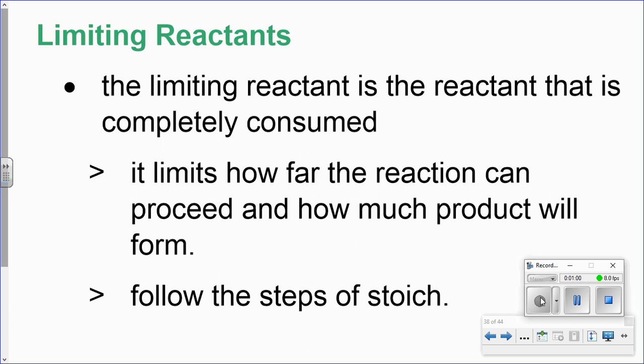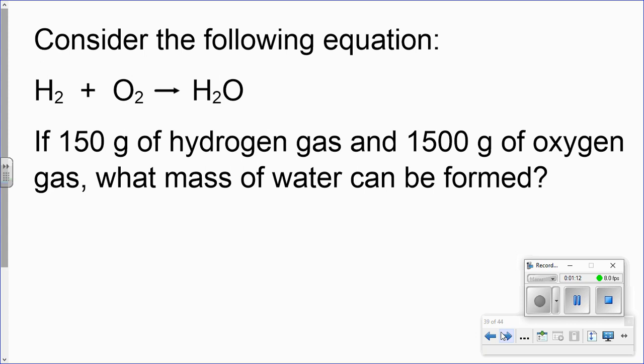So when does the reaction stop? When the limiting reactant is completely consumed. So it limits how far the reaction can proceed and how much product will form. And all we do is follow the steps of stoich. So we're going to modify just a little bit here. If we have this particular reaction, I'll do one problem because they all work exactly the same.